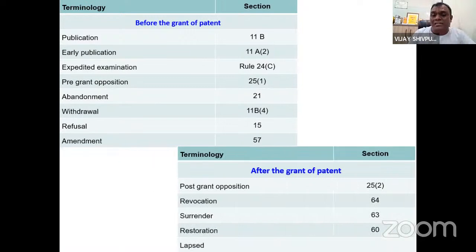And that's the reason I selected this case. There was one question: what is the difference between surrender and restoration? All these things, lapse, restoration, surrender, revocation, post grant, happen after the grant of the patent. This is something very important or very crucial that we have as far as the Indian Patent Act. As I said, go through the 2018 and 2016 question papers.